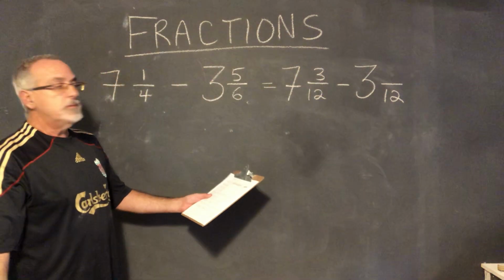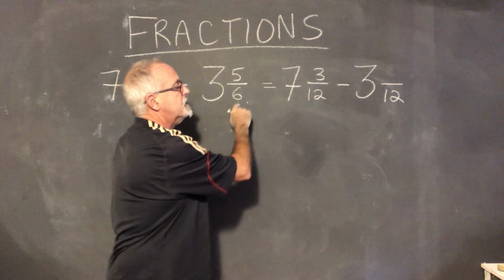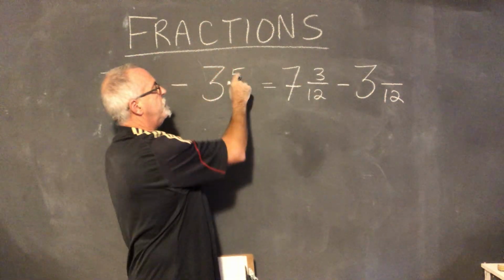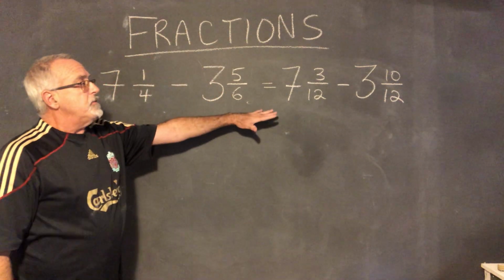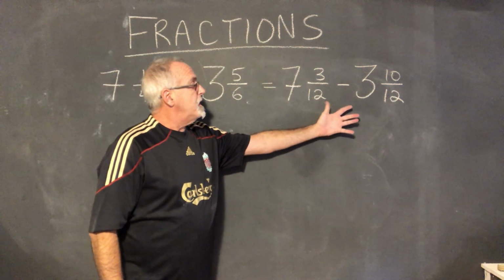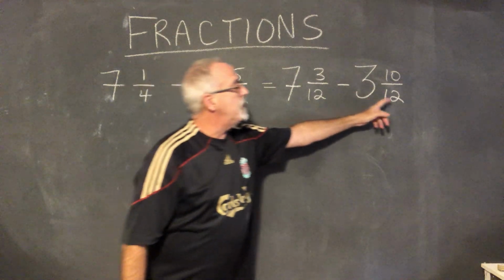1/4 is 3/12. Then, to get 6 to turn into a 12, I multiply it by 2. 5 times 2 is 10. Okay, I did it, but I can't do my subtraction right away because 3/12 is smaller than 10/12.